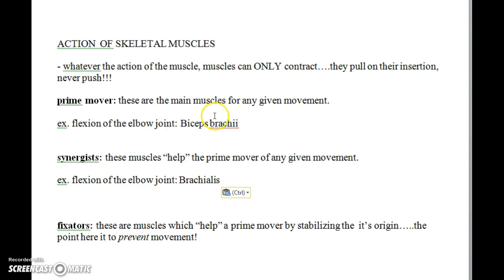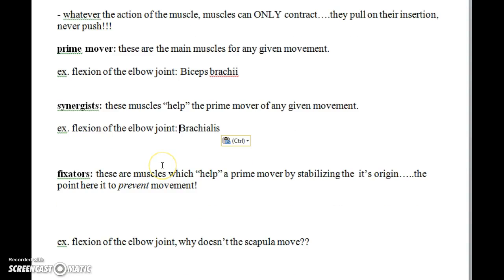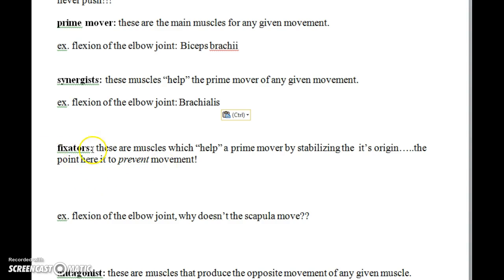Okay, so prime mover is the main muscle. Synergist is a helper. A fixator is also a helper, but it doesn't help by producing movement. It helps by preventing the movement of the origin. Remember, muscles have an origin and an insertion. The insertion's the movable attachment point. The origin's the immovable or less movable attachment point.